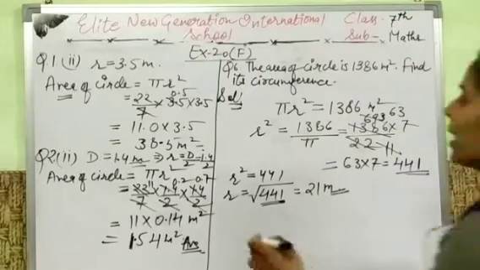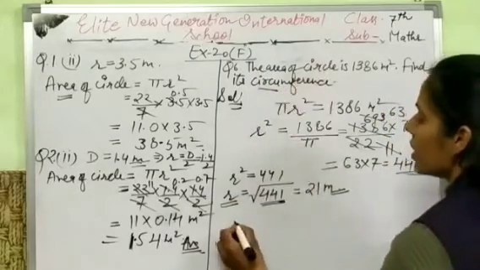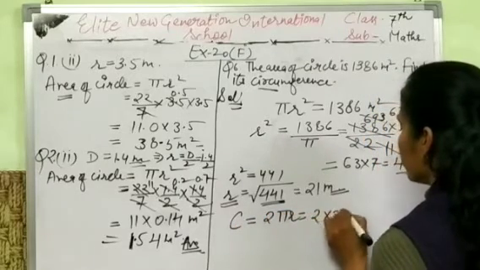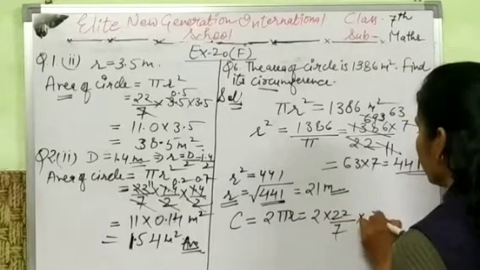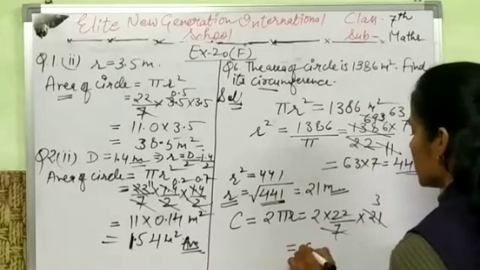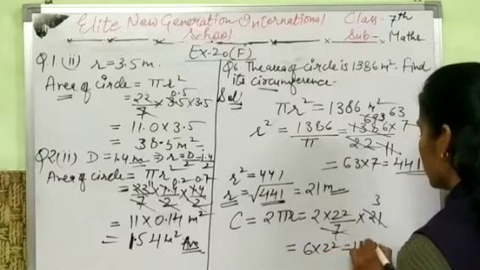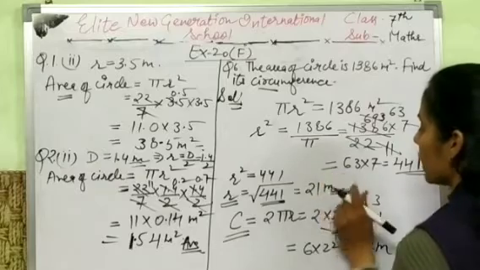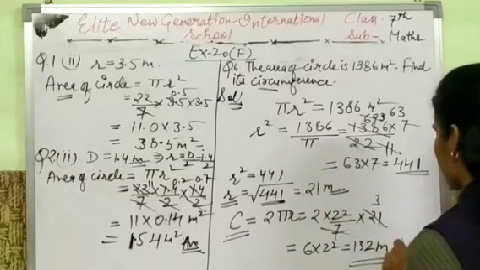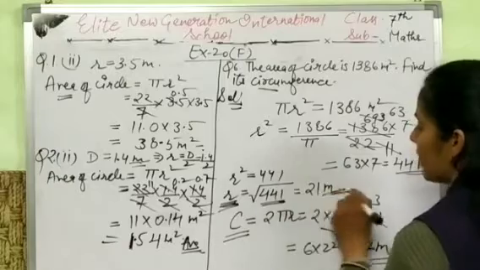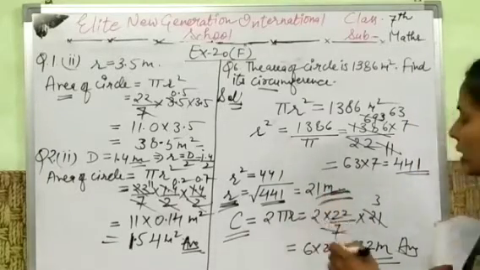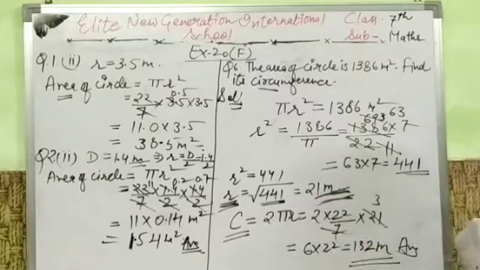Right? Now we have r, we can easily find the circumference because the formula of circumference is 2 pi r. So 2 into 22 upon 7 into r, 21. So here 6 into 22, 132, and this is equal to meters, because the radius is measured in meters, the metric unit of length, as well as the circumference. So in both cases we have to write the unit as meter. Okay, so 132 meter is the answer.